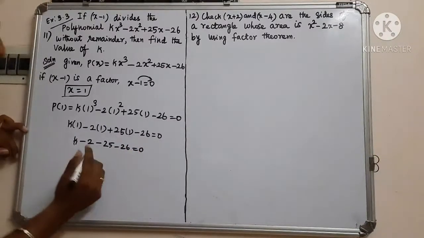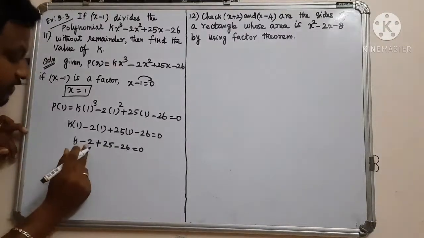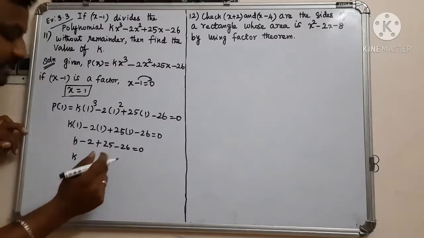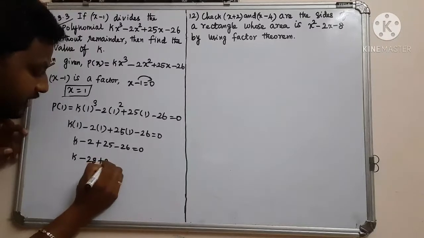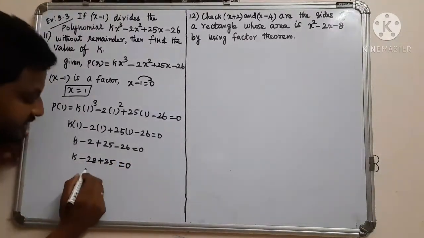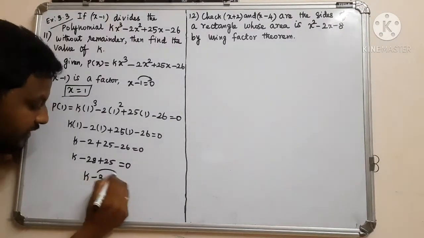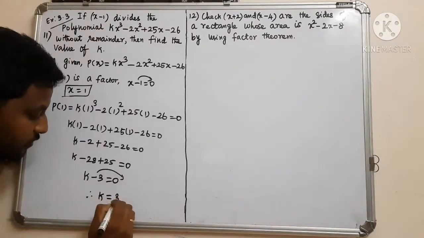So k plus 25, we have to add the negative numbers, that is minus 2 minus 26, that is equal to minus 28. Minus 28 plus 25 is equal to minus 3. So k minus 3 is equal to 0. So minus 3 will change into plus 3. So therefore k value is equal to plus 3.